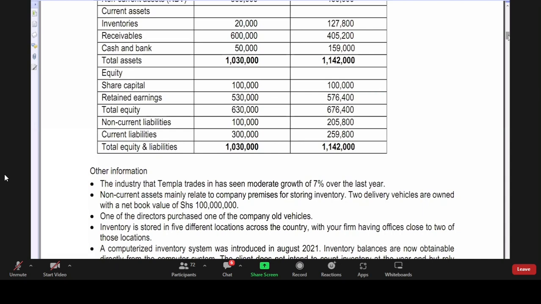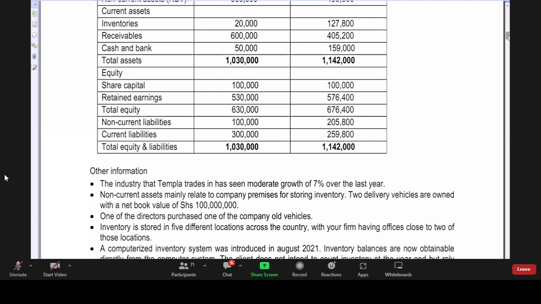Stuff like that. Inventory is stored in 5 different locations across the country. There's a risk as well. When inventory is so dispersed, there's a risk that probably the stock take may not be done because these guys may not probably move to all those places. With the firm having offices close to 2 of those locations, meaning 2 out of 5, 3 of those locations are kind of a distance.